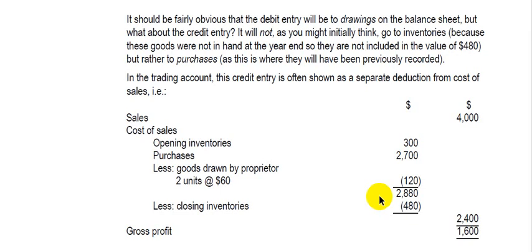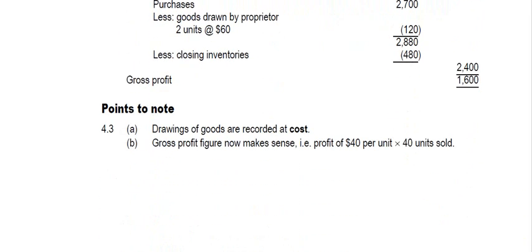So that concludes our session on incomplete records. Just last 2 points to note: drawings of goods are recorded at cost. Gross profit figure should not include any of those goods which have been drawn by the proprietor.